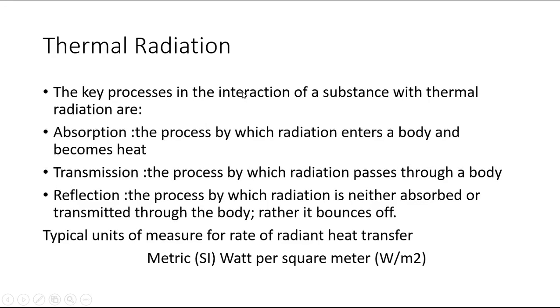Next, the key processes in the interaction of a substance with thermal radiation are absorption, transmission and reflection. These three key processes occur in thermal radiation, in the transfer of heat from one body to another body. The first is absorption, the process by which radiation enters a body and becomes heat. Transmission is the process by which radiation passes through a body, and reflection is when radiation is neither absorbed nor transmitted through the body, but rather bounces off.